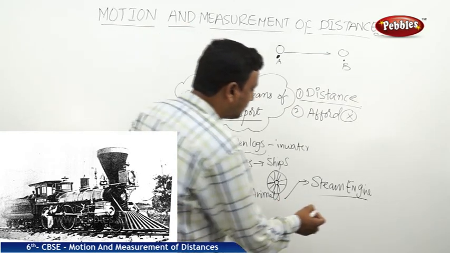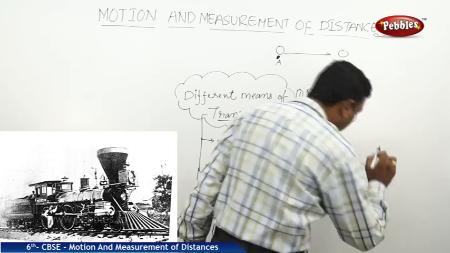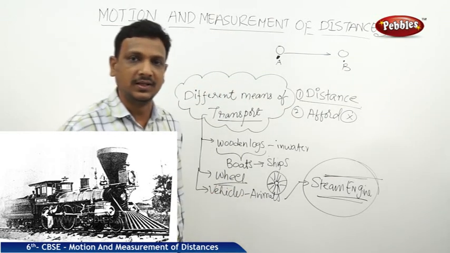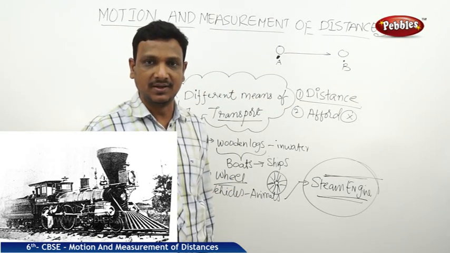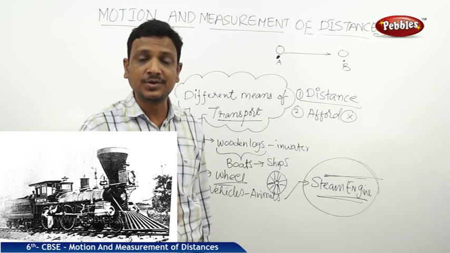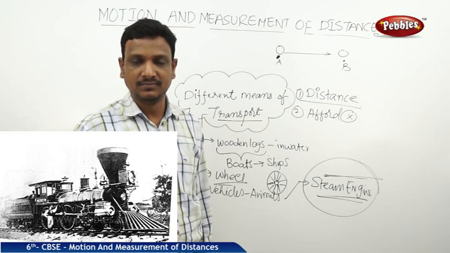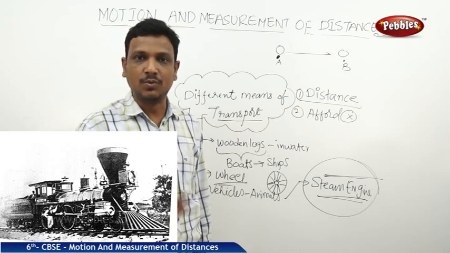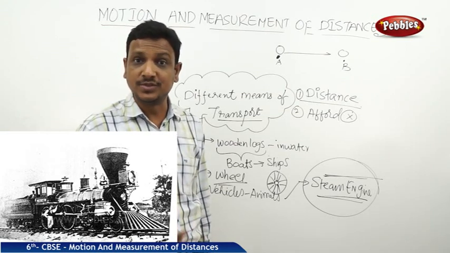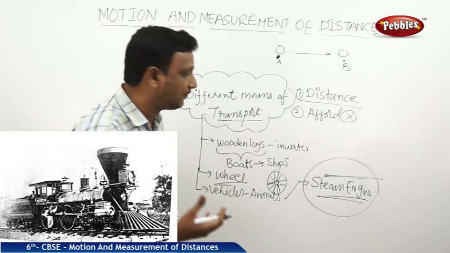After the invention of the steam engine, what happened? It changed the total thing. Motors have come. These motors are running the vehicles. Motor vehicles have come. After that, aeroplanes have come. Right? And after that, these motors were fixed to the boats. Mechanized boats have come. Ships have come, which run automatically with the help of steam.